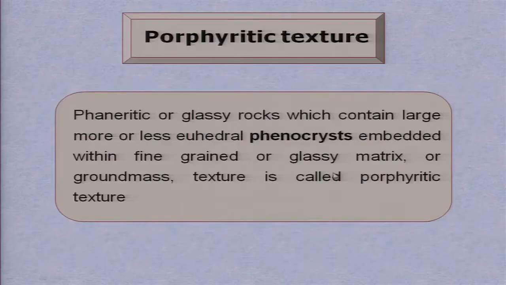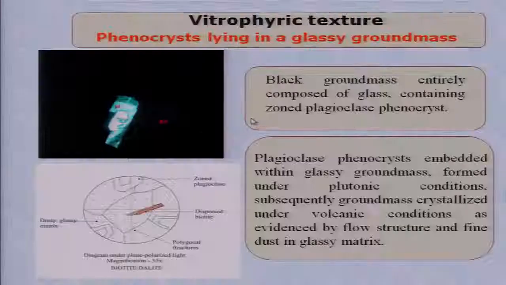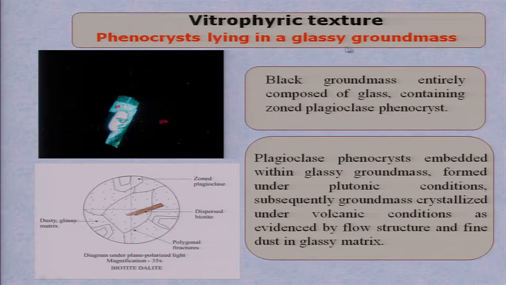Now, porphyritic texture: phaneritic or glassy rocks which contain large, more or less euhedral phenocrysts embedded within a fine grained or glassy matrix or groundmass, this texture is called porphyritic texture. Under the porphyritic texture, there is a variety of texture which is called vitrophyric texture. Phenocrysts lying in a glassy groundmass, then we call it a vitrophyric texture.